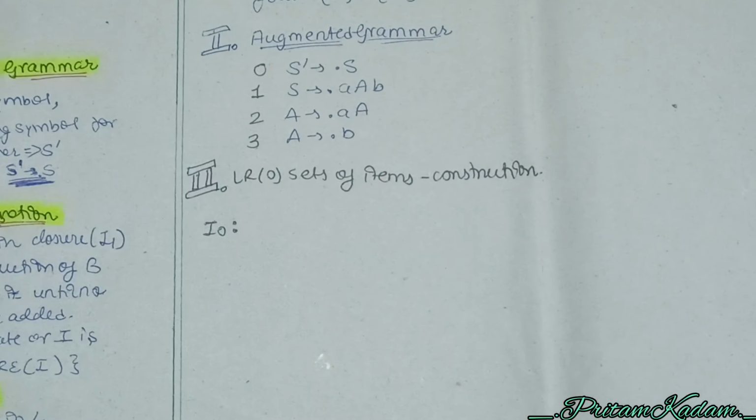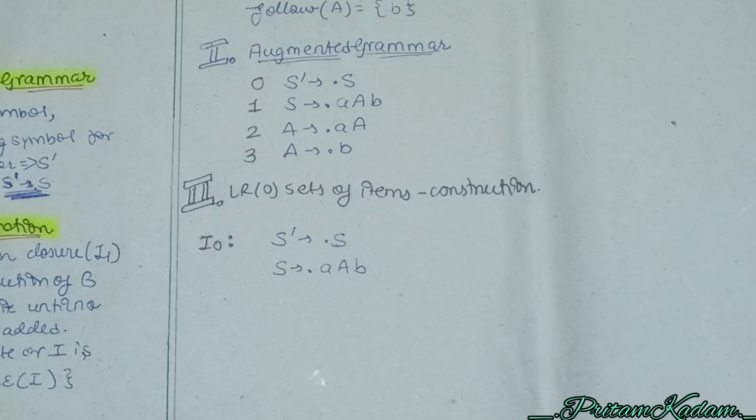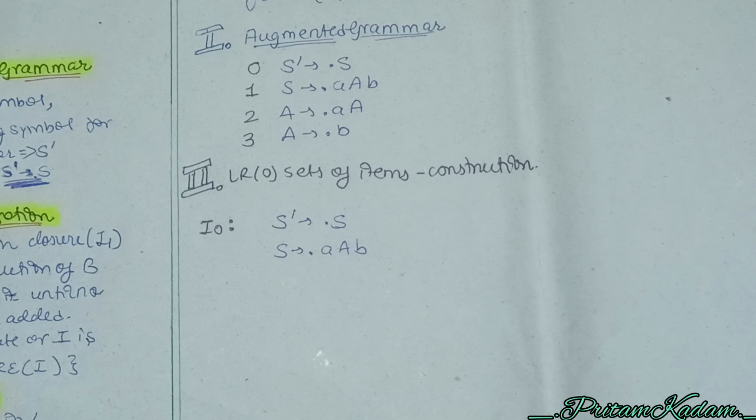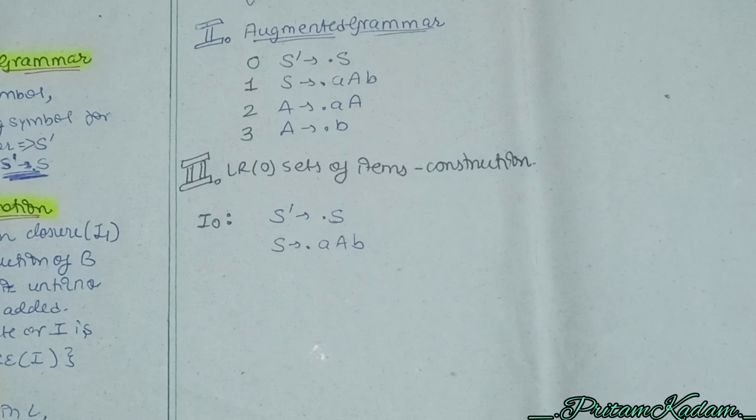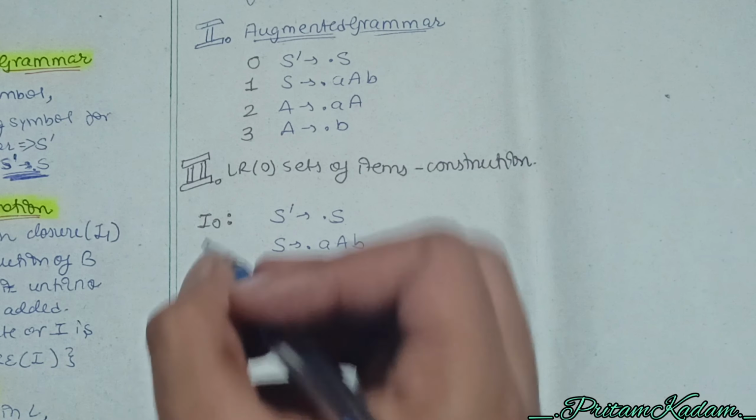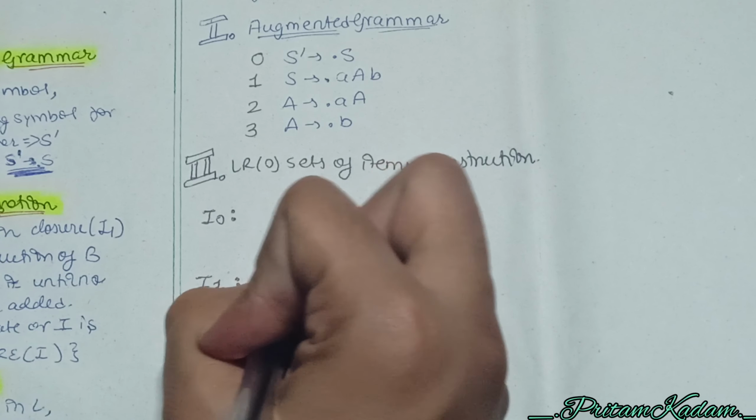So I0 state: S dash gives dot S. We will write the productions of S because there is a non-terminal after the dot. Okay, so we have written the productions of S. Now we will proceed ahead and we will have the go to of S dash comma S, and it will have the closure as the production S dash gives S dot.